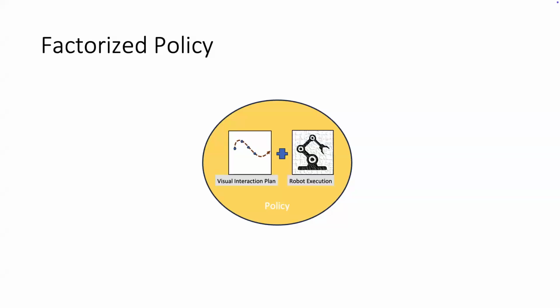And so the way we are going to achieve this is using the factorized policy. Instead of learning a policy that, given a pixel, maps to action, you're going to divide the policy into two parts. The first part is the visual interaction plan. Here, given the initial image and the final goal, the visual interaction plan predicts in some visual space how you would achieve that goal state in multiple steps. And then the robot execution plan is a way to convert that planned interaction in visual space into robotic action.